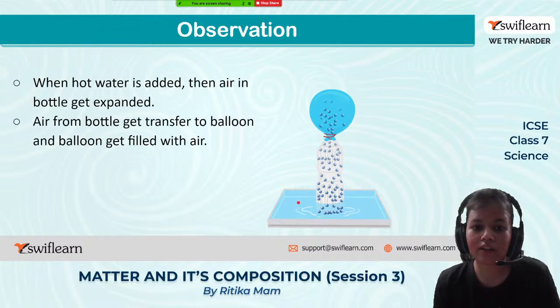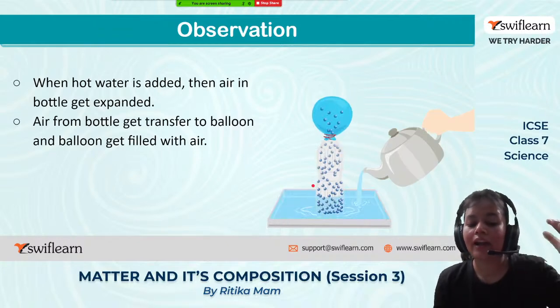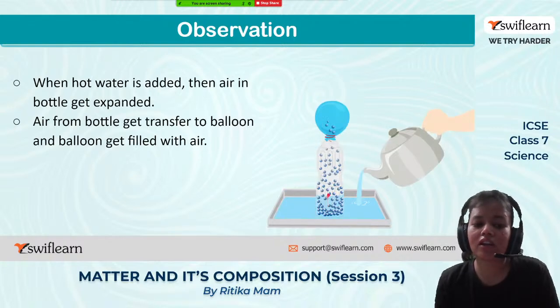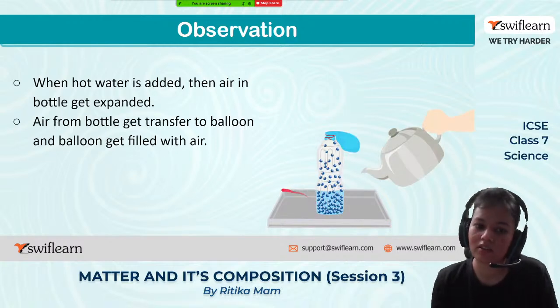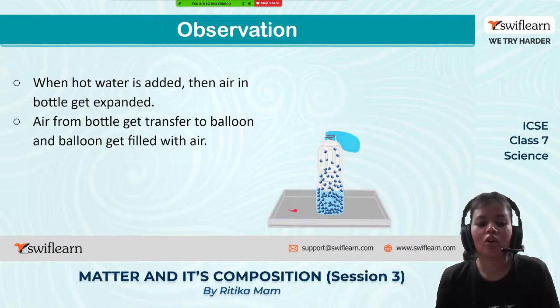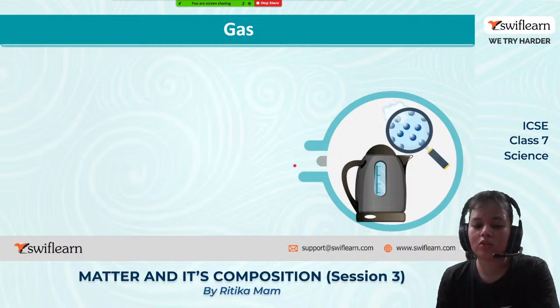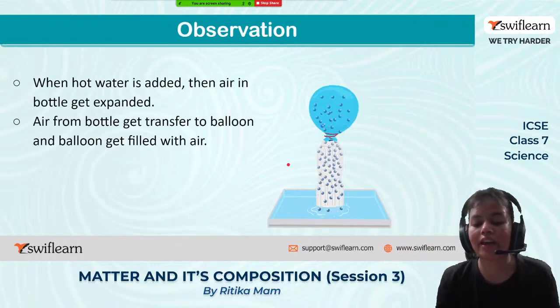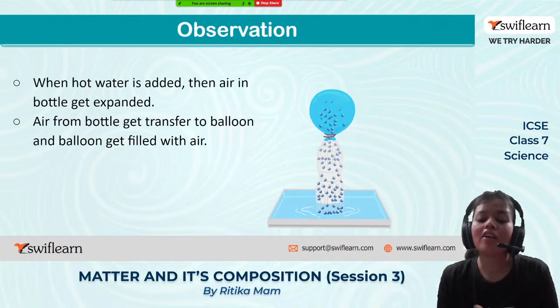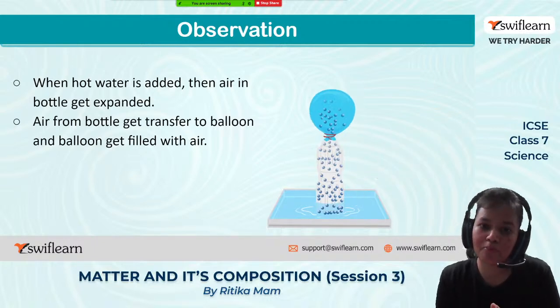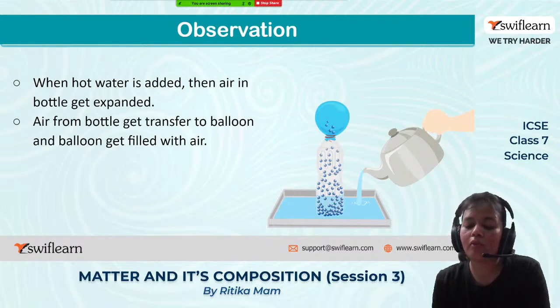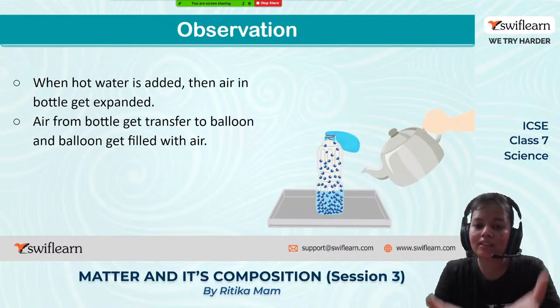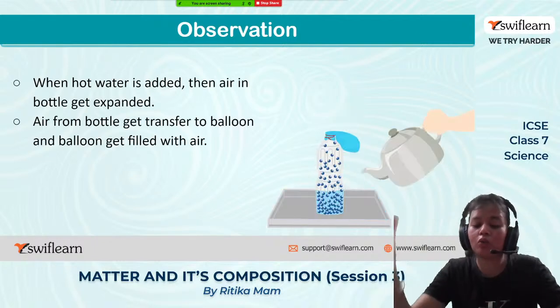When hot water is added, the air in this bottle expands, and air from this bottle gets transferred into the balloon, and the balloon gets filled with the air. So there is one principle also of this. We have hot air balloons, right? So hot air balloons work on the same principle. When heat is applied from the bottom, the air rises up and hence it makes the balloon rise up.